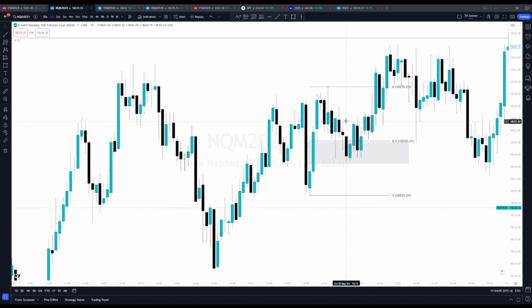Like we start going through here, 50% isn't respected. This 1 minute BPR gets inversed, and obviously look, the liquidity the market was after was this high, and then we should go down and take this low. So other than that, guys, let me see if I can find anything else.